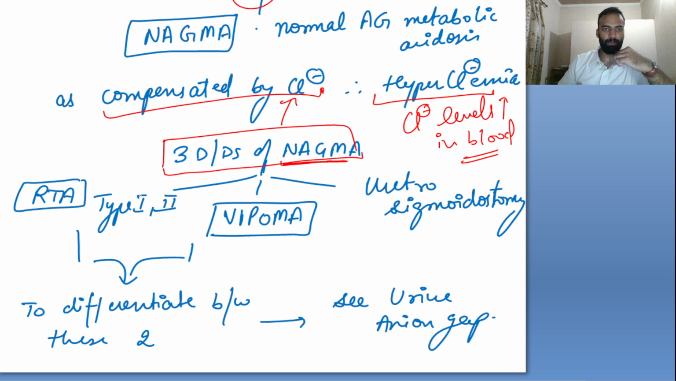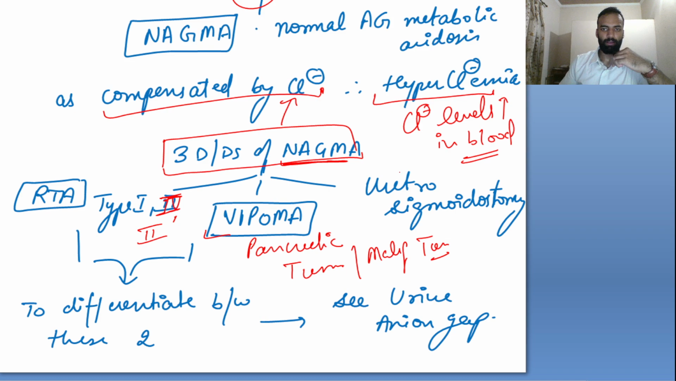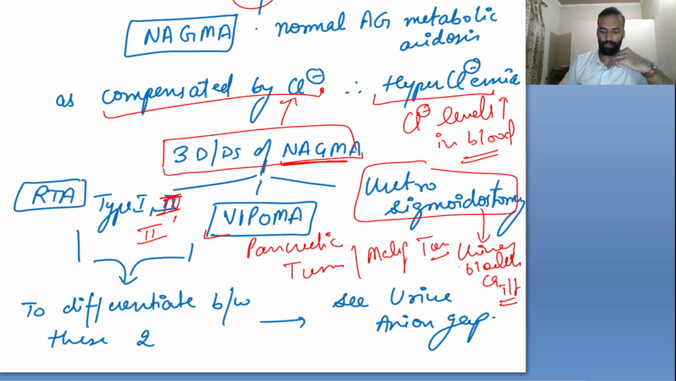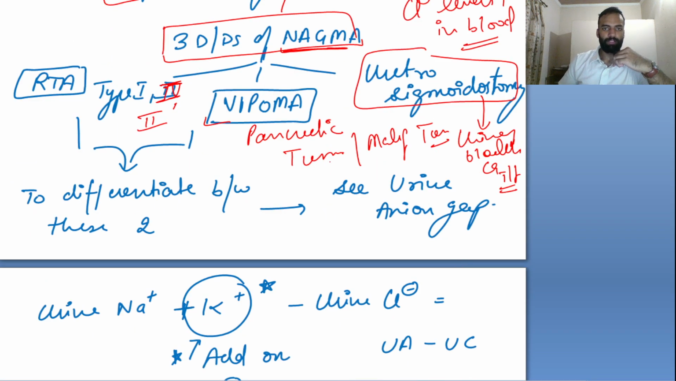First is RTA type 1, type 4 and type 2. Then VIPoma, which is a pancreatic tumor, a malignant tumor. And there is ureterosigmoidostomy, which we do in urinary bladder cancer treatment. Okay. So now we have to differentiate between VIPoma and RTA type 1, type 4 and type 2.